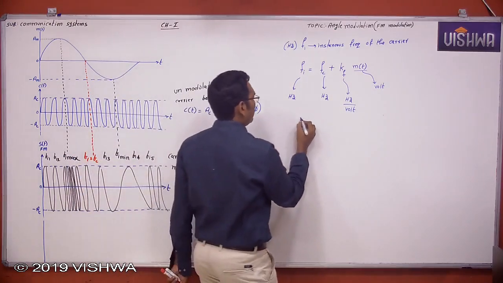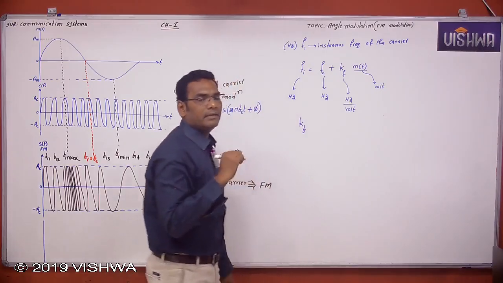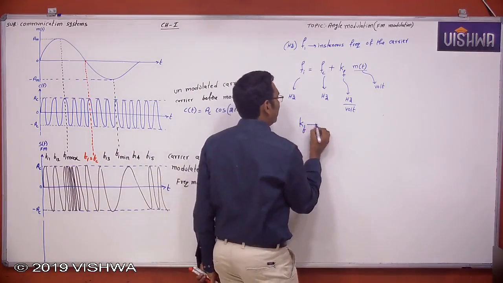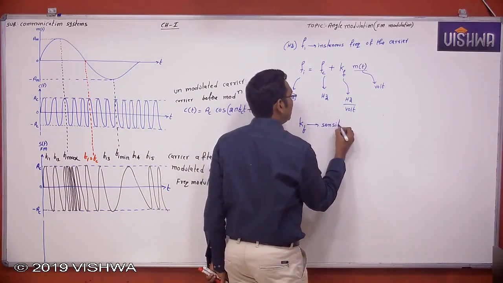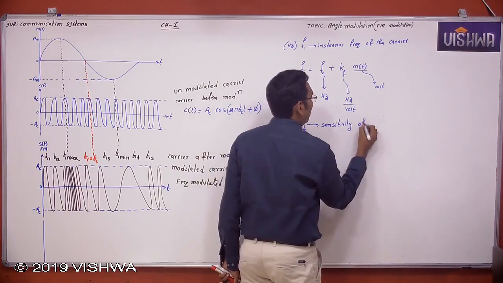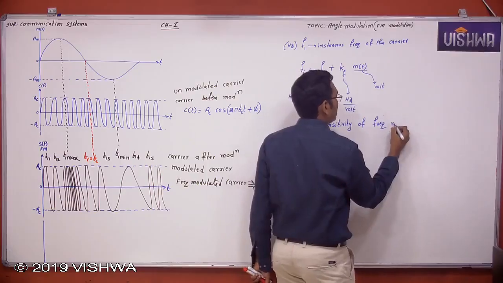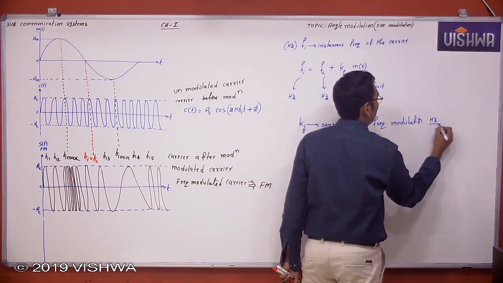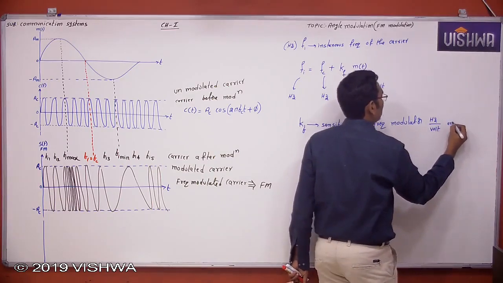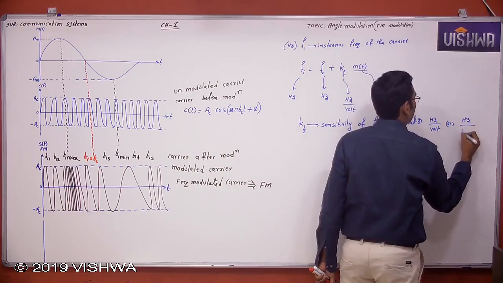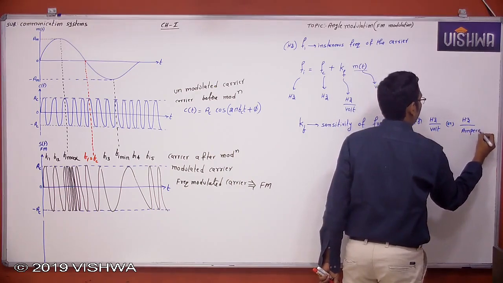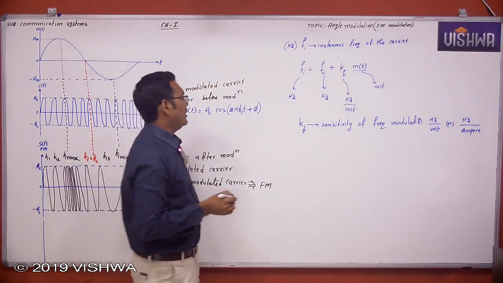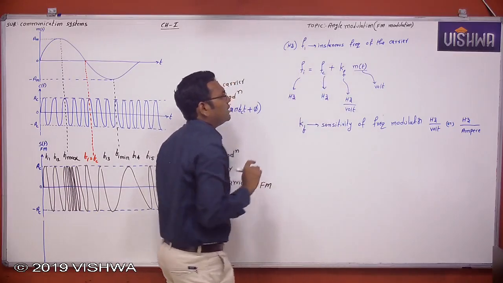But what is Kf? You know, the similar one appears in AM: Ka, sensitivity of the amplitude modulator. Here Kf is nothing but the sensitivity of the frequency modulator, in hertz per volt or hertz per ampere. Hertz per volt or hertz per ampere. Okay. Now this is the sensitivity of the frequency modulator. Now this is Fi, instantaneous frequency of the carrier.